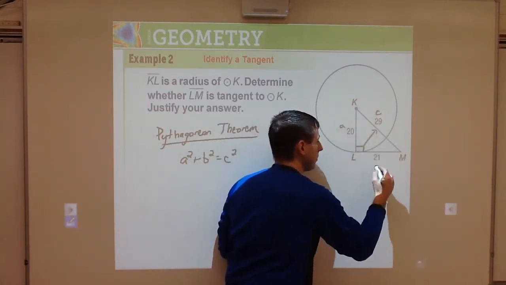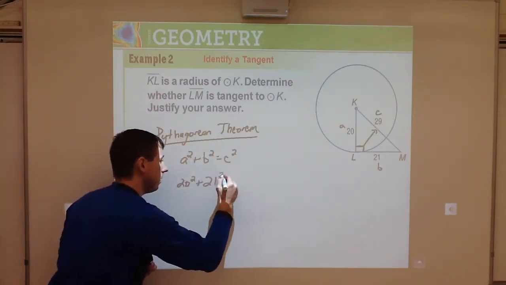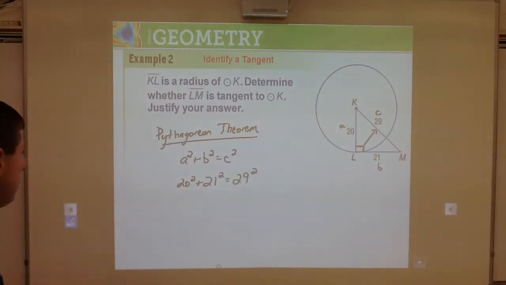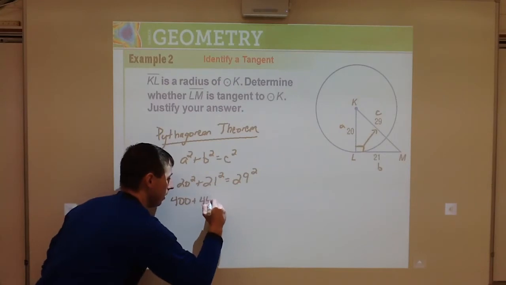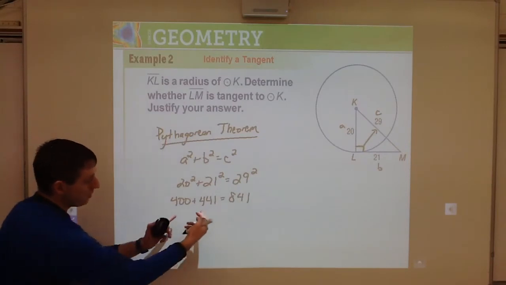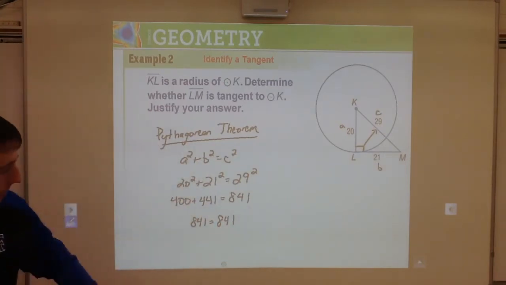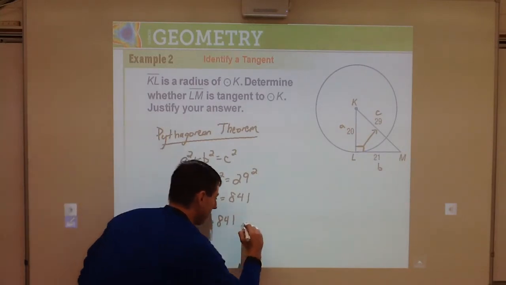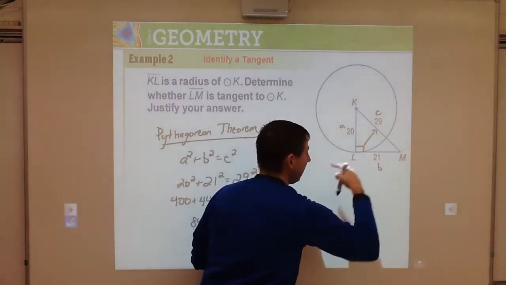The a and the b, it doesn't matter which one's which. I'm going to go smaller to larger here. So it'll be 20 squared plus 21 squared equals 29 squared. Okay, so 20 squared is 400. 21 squared is 441. And 29 squared is 841. So I just add these numbers together, which is also going to be 841. So now I got 841 equals 841. Since those numbers are exactly the same, I'm going to put a little check mark saying, yes, this line LM is a tangent line.